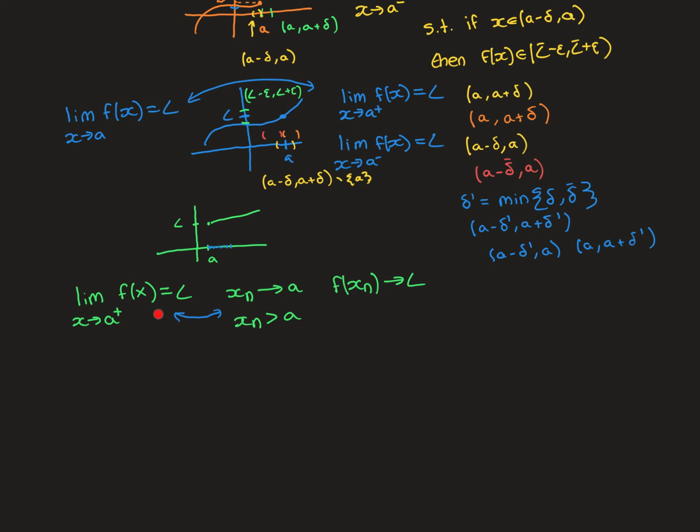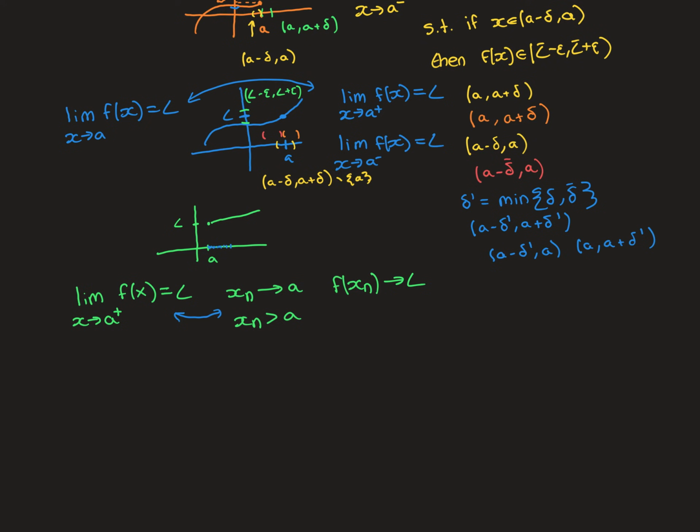The backwards direction would be a proof by contradiction, just like we did in the video on the epsilon-delta definition. So if this were not true, we would be able to construct a sequence that converges to A from the right-hand side, so where all the terms are greater than A, such that its image sequence does not converge to L, and that would contradict our initial assumption that all such sequences that converge to A from the right-hand side, i.e. the terms are all greater than A, must have image sequences that converge to L.